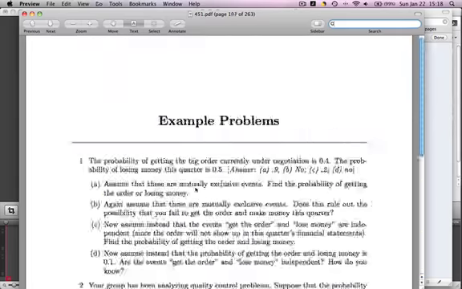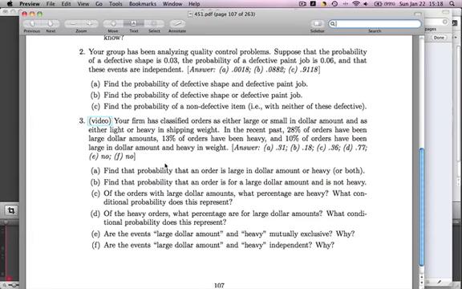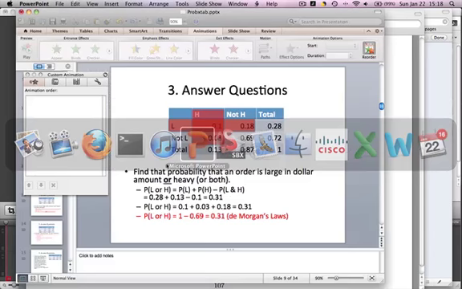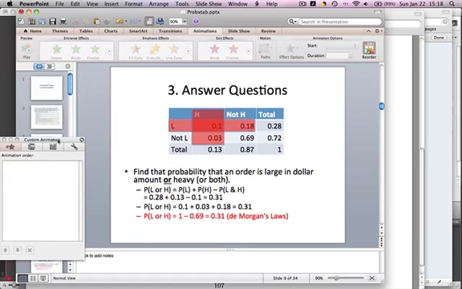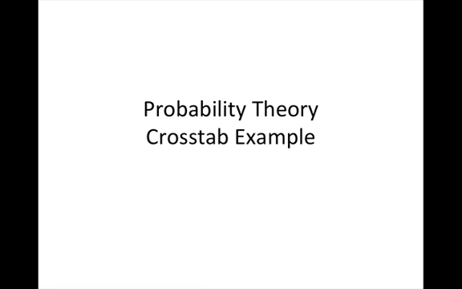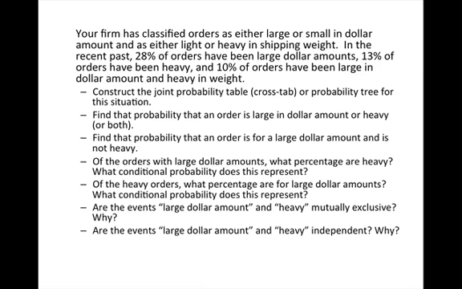Let's make it a little more concrete by looking at a real problem. So let's take a look at number 3. I'm going to go over to PowerPoint, where I've actually typed all of this in. So your firm has classified orders as either large or small in dollar amount. So here's event 1. Think about this. You've just shipped an order, so you don't really know much about this order. And either that order was a large order or a small order in dollar amount.